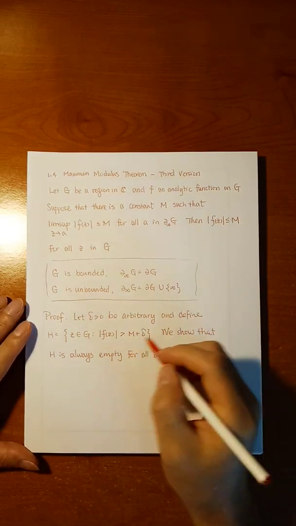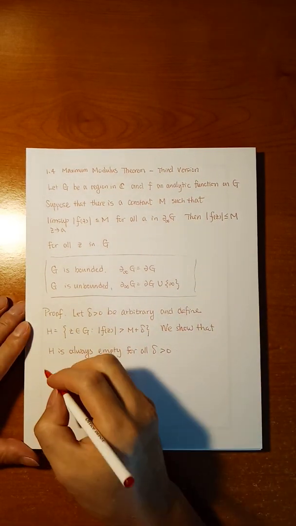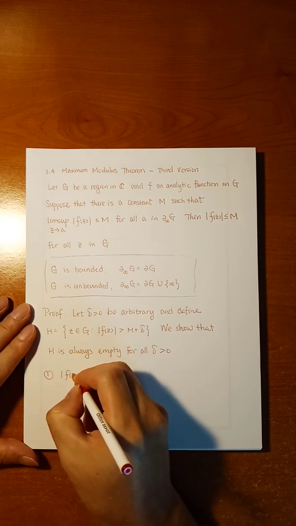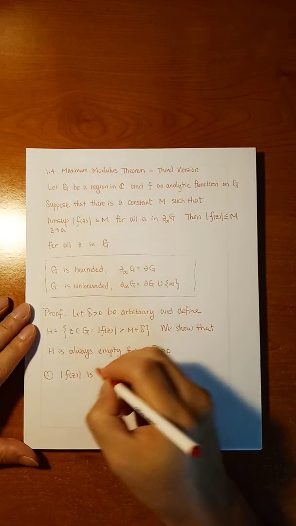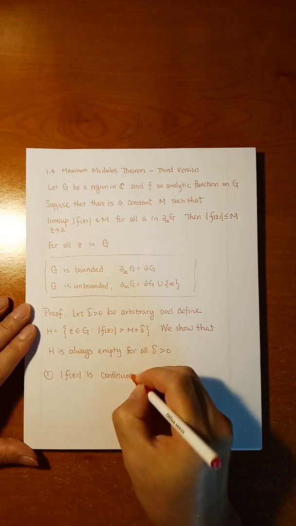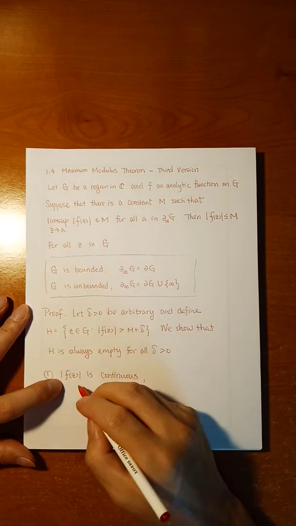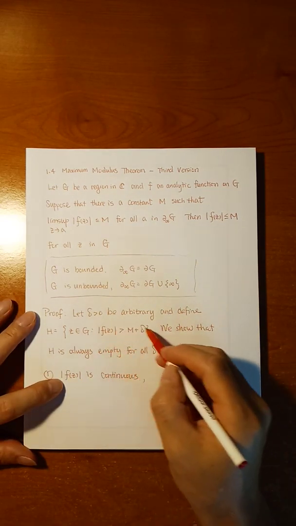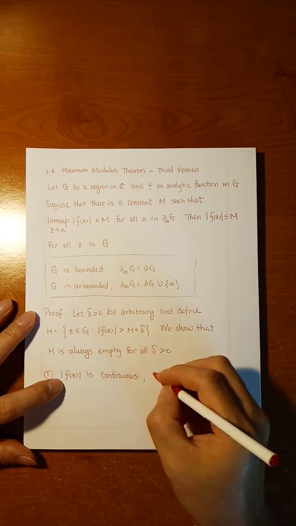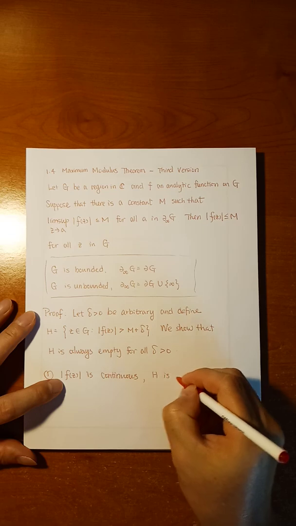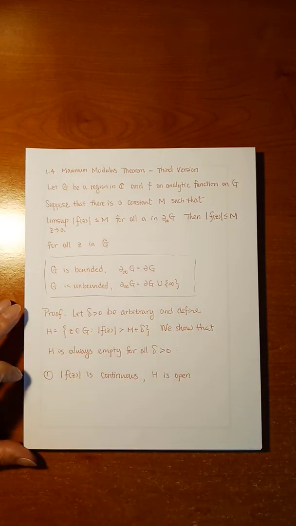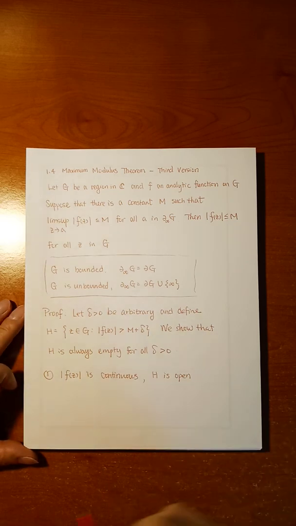So how do we show that? We have several steps. So first, because f is analytic, f is continuous, and the absolute value function is continuous. So this is a continuous function, and this strict inequality gives us that H is open, because the preimage of an open set is an open set. Okay, so H is an open set.